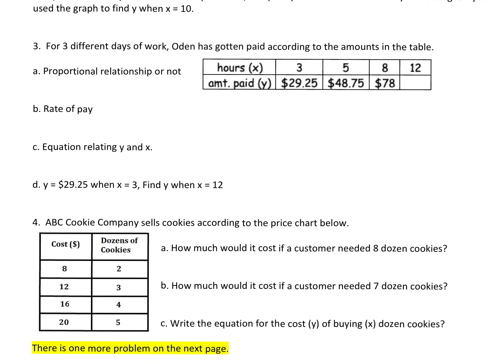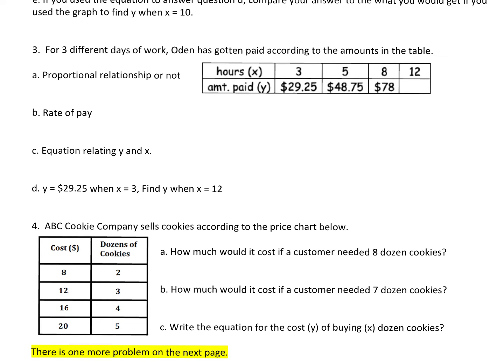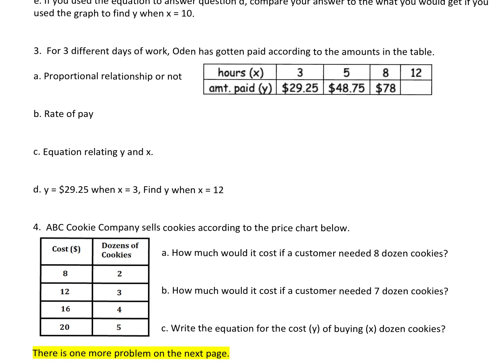Problem number 3. For 3 different days of work, Odin has gotten paid according to the amounts in the table. Proportional relationship or not. Okay. Now we don't have a graph. So to find out if it's proportional, we have to take the y divided by the x, and it has to be consistent for each one of those.